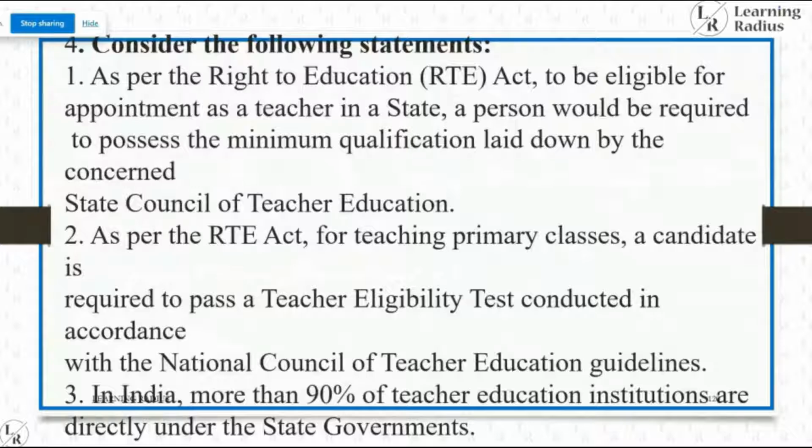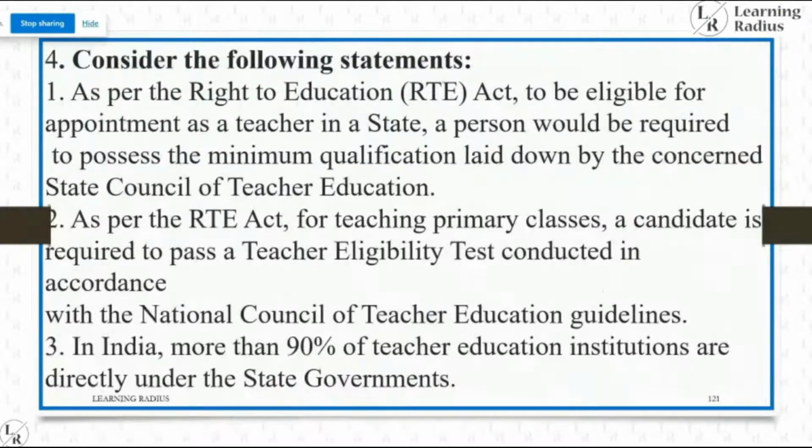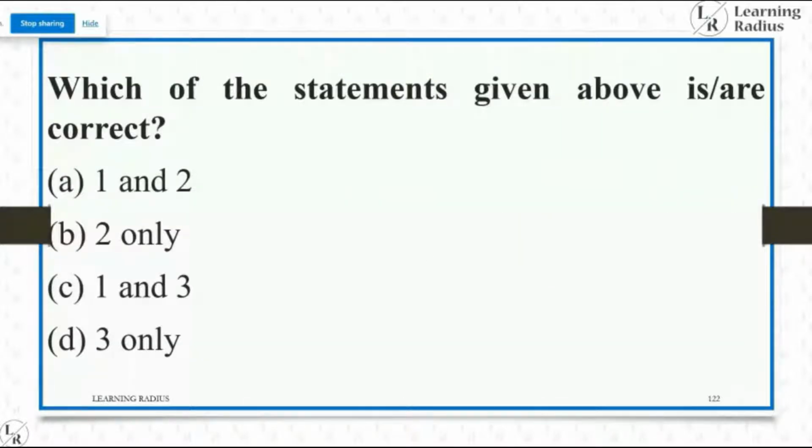Consider the following statements. It's a very long question with 3 statements. As per the Right to Education Act, to be eligible for appointment as a teacher in a state, a person would be required to possess the minimum qualification laid down by the concerned State Council of Teacher Education. As per the RT Act, for teaching primary classes, a candidate is required to pass a teacher eligibility test conducted in accordance with the National Council of Teacher Education guidelines. In India, more than 90% of the teacher education institutions are directly under the state government. So these are the 3 statements, and UPSC is asking which of the statements given above is correct? 1 and 2, 2 only, 1 and 3, and 3 only.